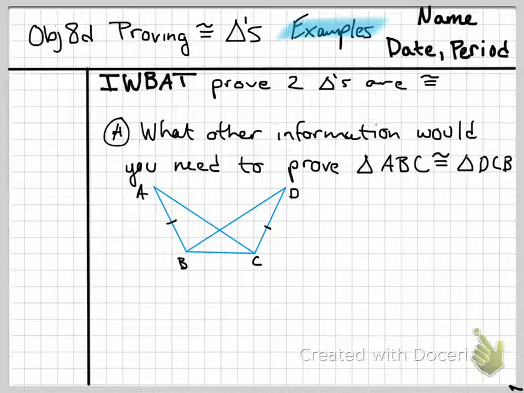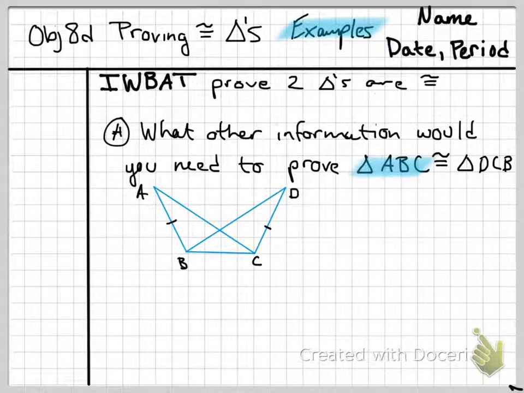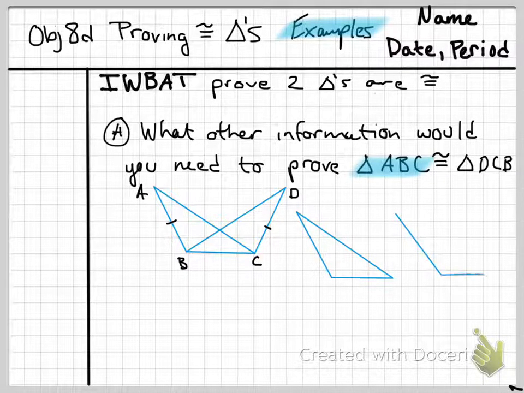The first thing that I like to do is separate these two triangles. The two triangles that I'm trying to prove congruent are ABC, so I'm going to try and make a triangle that looks like ABC, and then I'm going to make another one of those triangles. Didn't have quite enough room here. So there's point A, point B, point C, and now I'll try and make another one: D, C, and B.